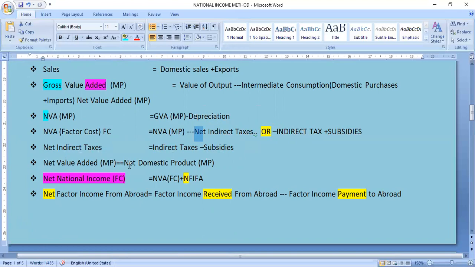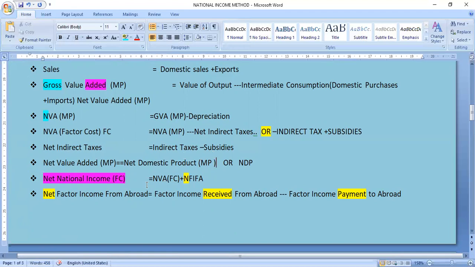Net value added is equal to net domestic product. Both are equal. See again, net value added or NDP. Also we can write NDP here. Both are equal: NDP, net domestic product.